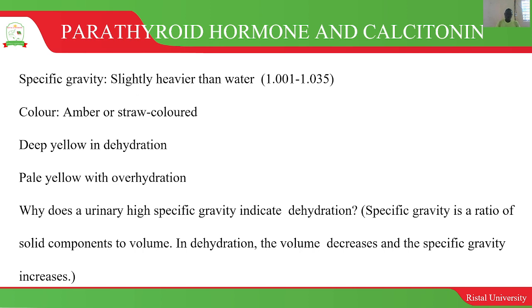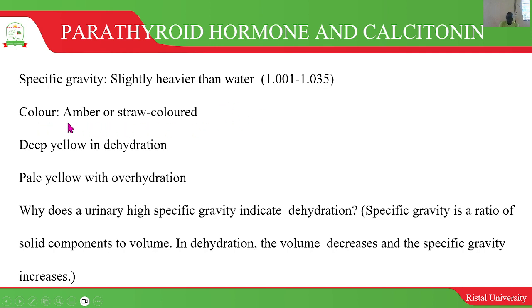Parathyroid hormone and calcitonin. There's what we call specific gravity. Also, during urine analysis, we measure specific gravity. We said sometimes the specific gravity of urine is slightly heavier than water. Okay, and it ranges from 1.001 to 1.0035, but sometimes can be more than that. And that's why you see in a urine test, specific gravity is one of the parameters we use.